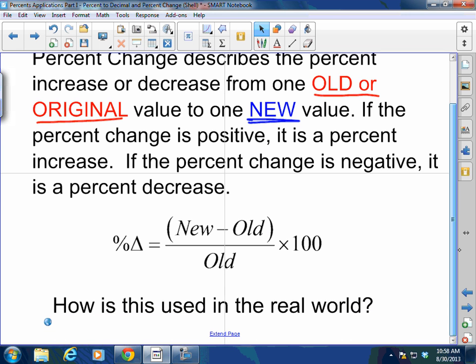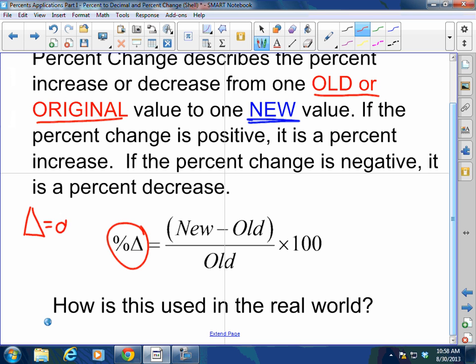And the formula is very simple. First of all, this over here means percent change. This is a Greek symbol, which means delta. And in mathematics and sciences, it is sometimes used to mean change. So that's the percent change. And the percent change is the new value minus the old or original value divided by the old or original value times 100. So it's new minus old divided by old times 100.